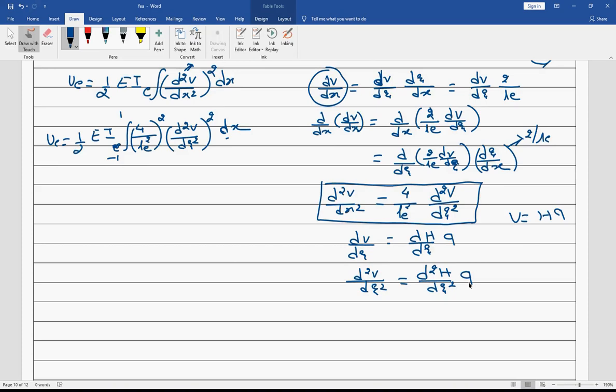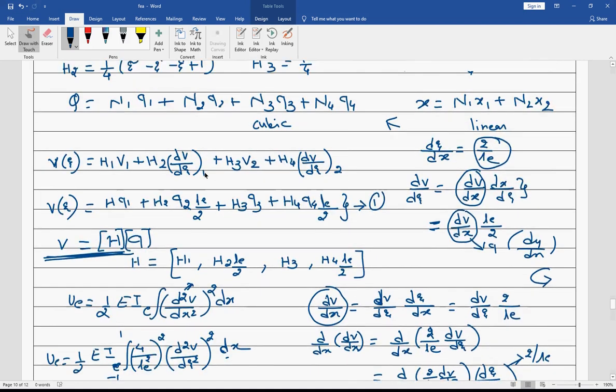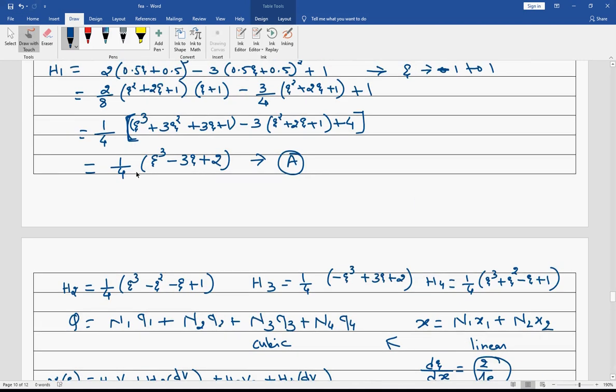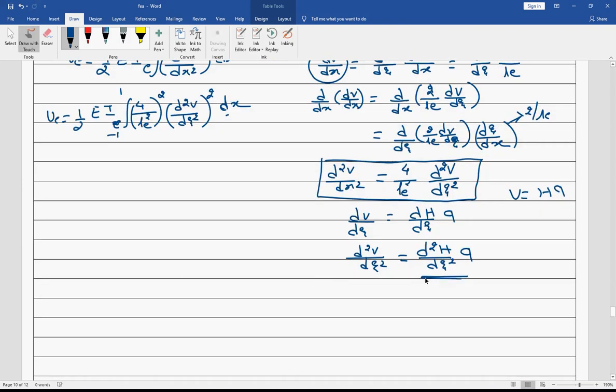So I know the h is this, h1, h2, h3. What is h1? This is h1. So if you differentiate h1 two times with xi, that is my d2h by d xi square. So you have to differentiate h1 two times, h2 two times, h3 two times, and h4 two times. So that is what we have to do. Okay, so I just rewrite this whole again.